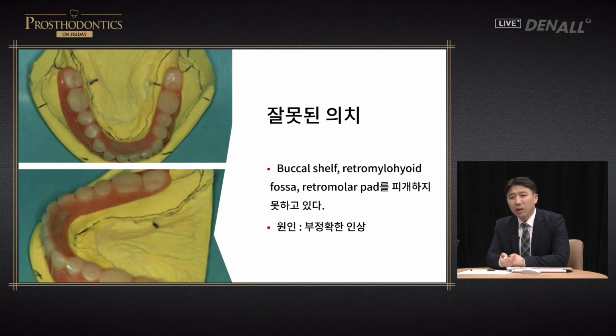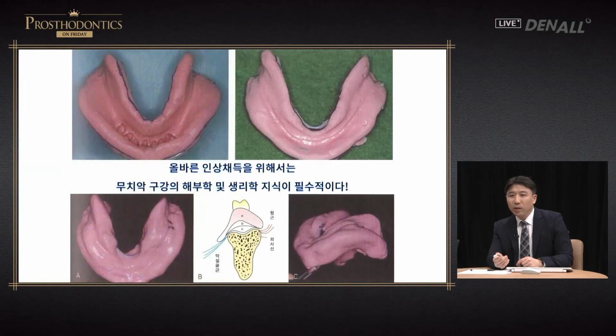We can see these kinds of dentures very frequently. This is a model after having done impression properly, and this is the original denture. You can see a significant difference in size. If you make a denture with an incorrect impression, it can lead to an inappropriate denture.